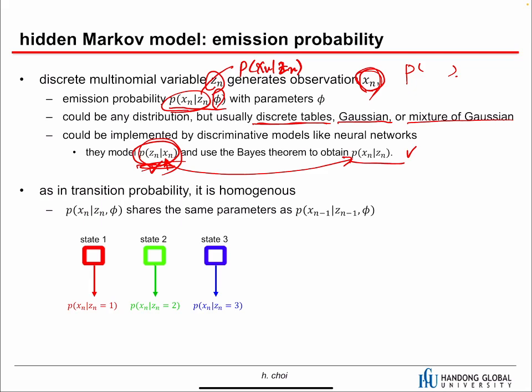And as with transition probability, it is homogeneous too. So from state 1, we can have this probability, and from state 2, we can have this. But it is always the same over time. So P of xn given zn is the same as P of xn minus 1 given zn minus 1. So we have the same parameters for the different time steps.